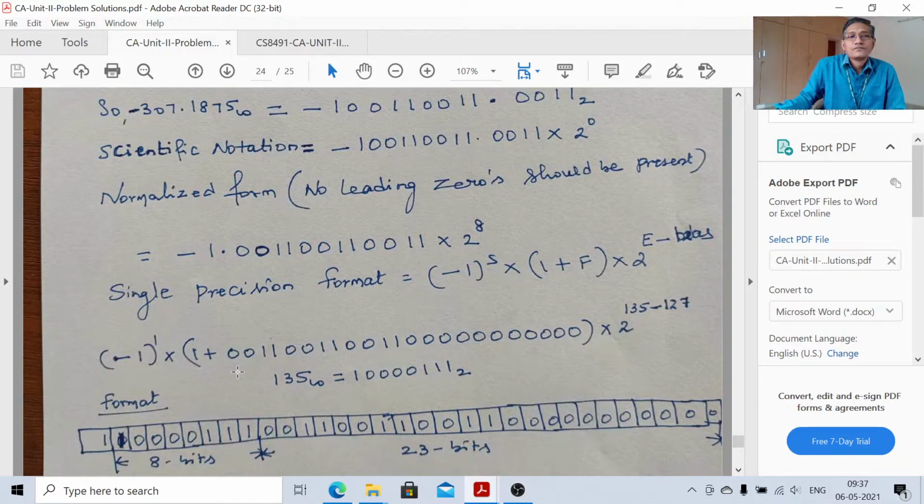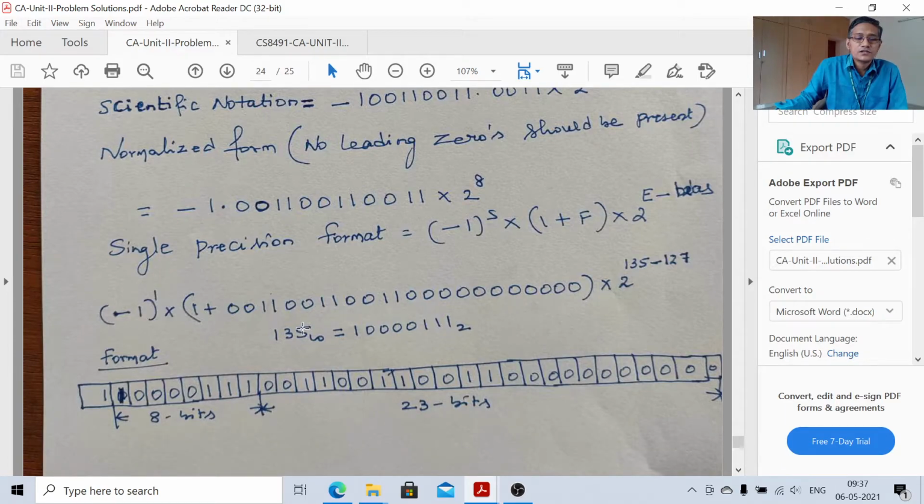So 1 plus, we need to represent this fractional part. What are all the digits available after the decimal point that we are taking? The entire digits 0011 0011 0011. This is represented in 23 bits, since 23 bits is the representation given for the fraction field. So for that we have extended these zeros, into 2 to the power of e minus bias. Now with what number are we going to subtract, so that we can get the exponent as 8?